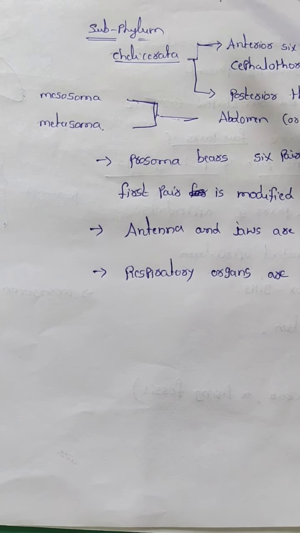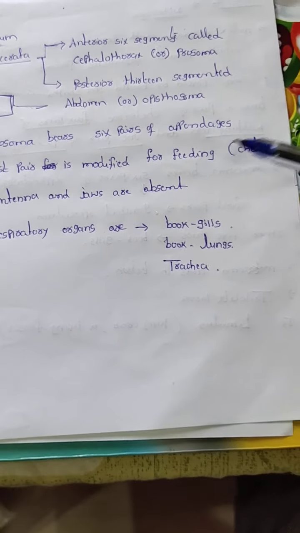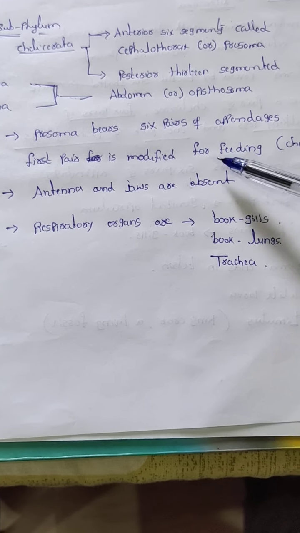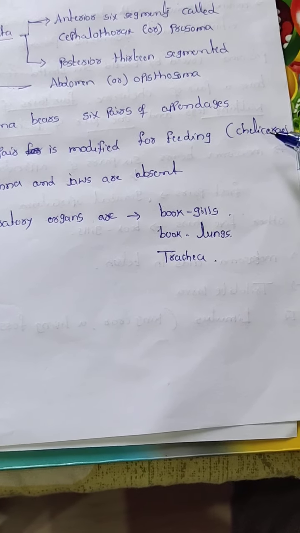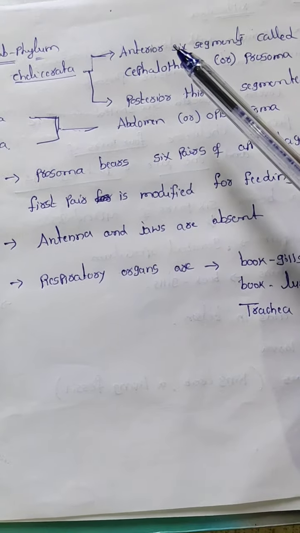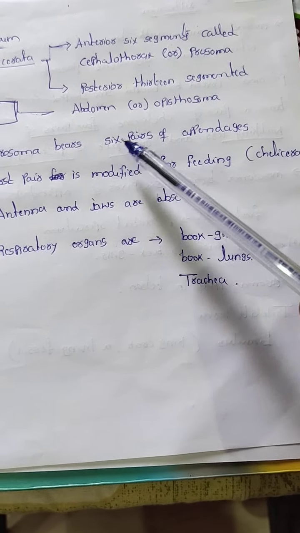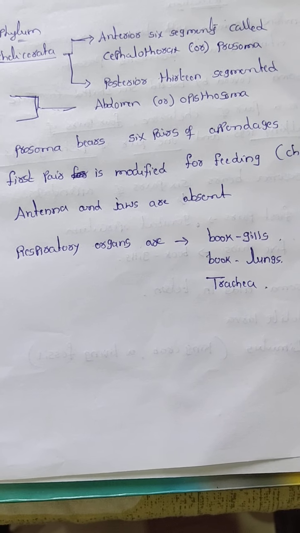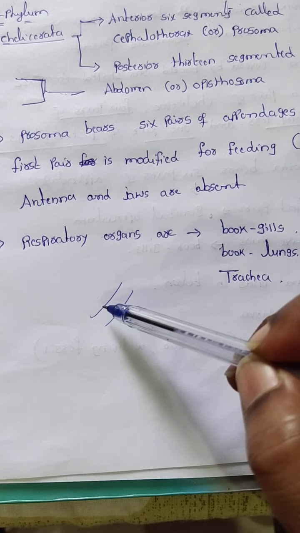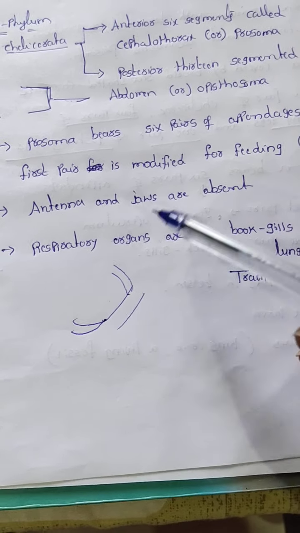Now why is this subphylum called Chelicerata? Here the modified feeding structure is there. That modified feeding structure is called the Chelicerae. That's why it is called Chelicerata. Now first we can go for the anterior 6 segments, called what? Prosoma. Prosoma bears 6 pairs of appendages. What is meant by appendages? This one is the segment. From the segment, if an organ arises, that is called an appendage.